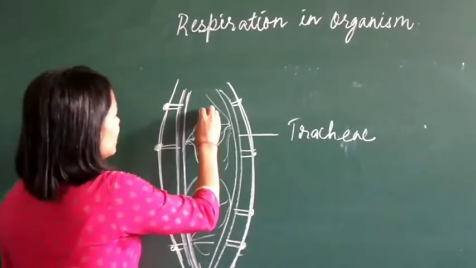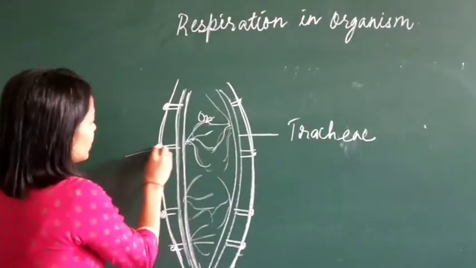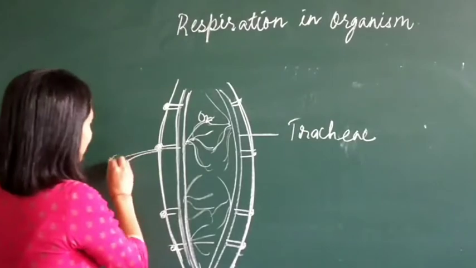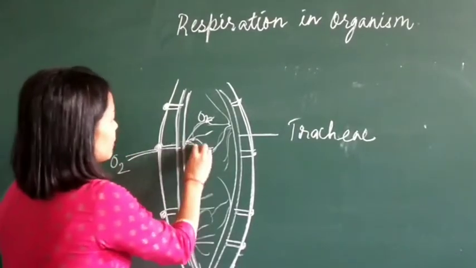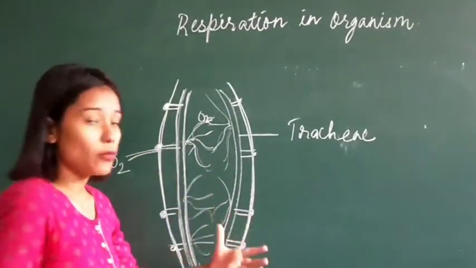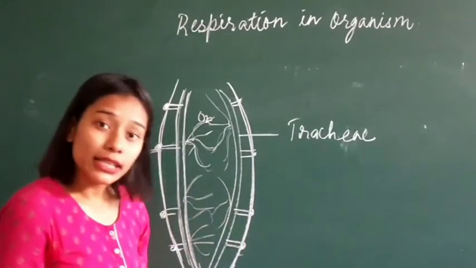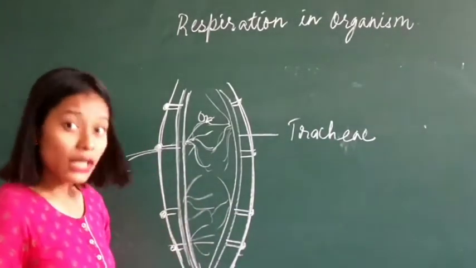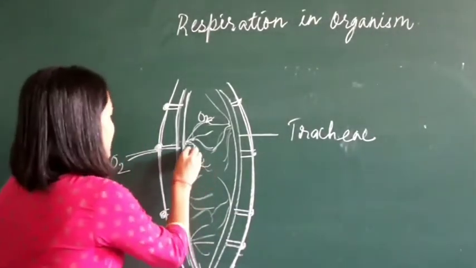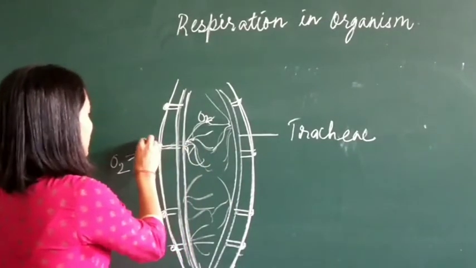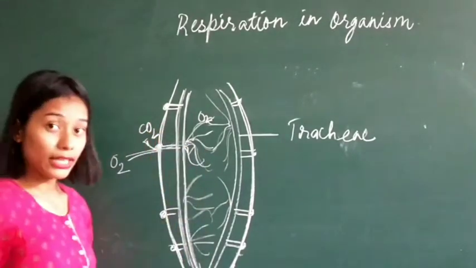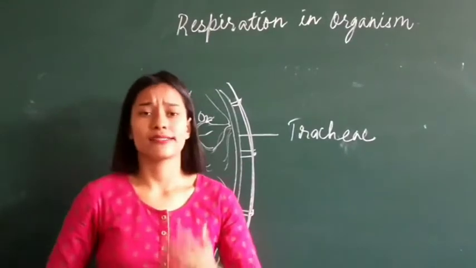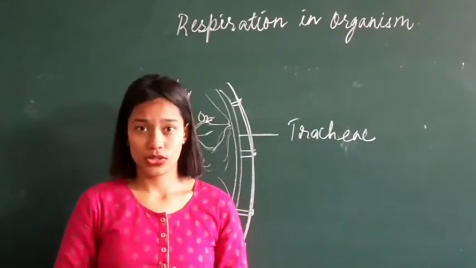They breathe through the spiracle, and from here oxygen will enter. Diffusion will take place to different parts of the body, and from the body carbon dioxide will be released. The same carbon dioxide will be taken out through the spiracles. So in this way, respiration takes place in a cockroach.